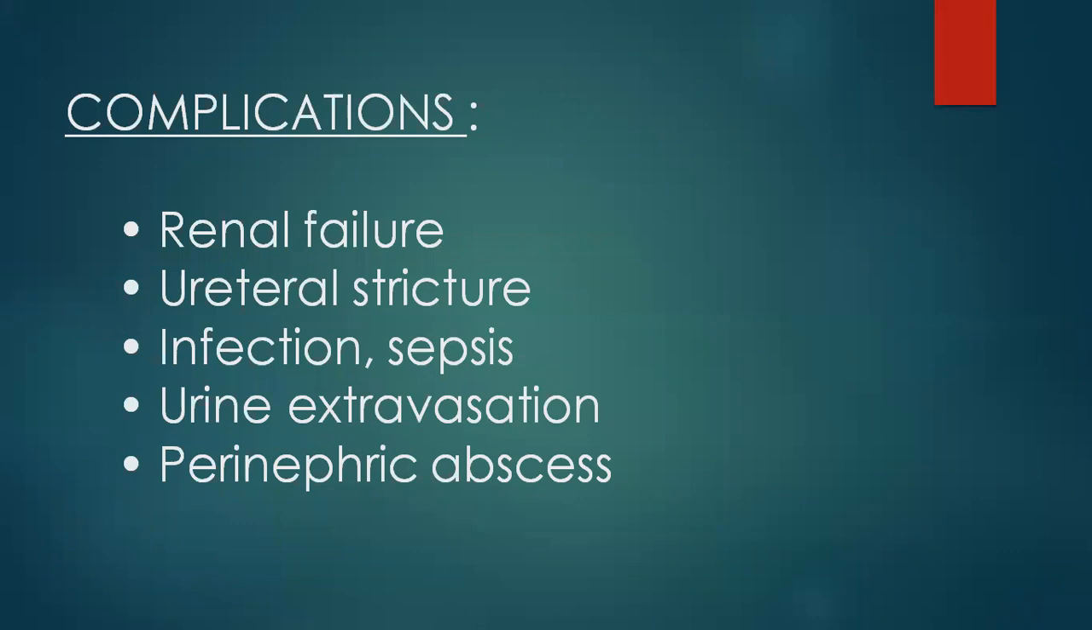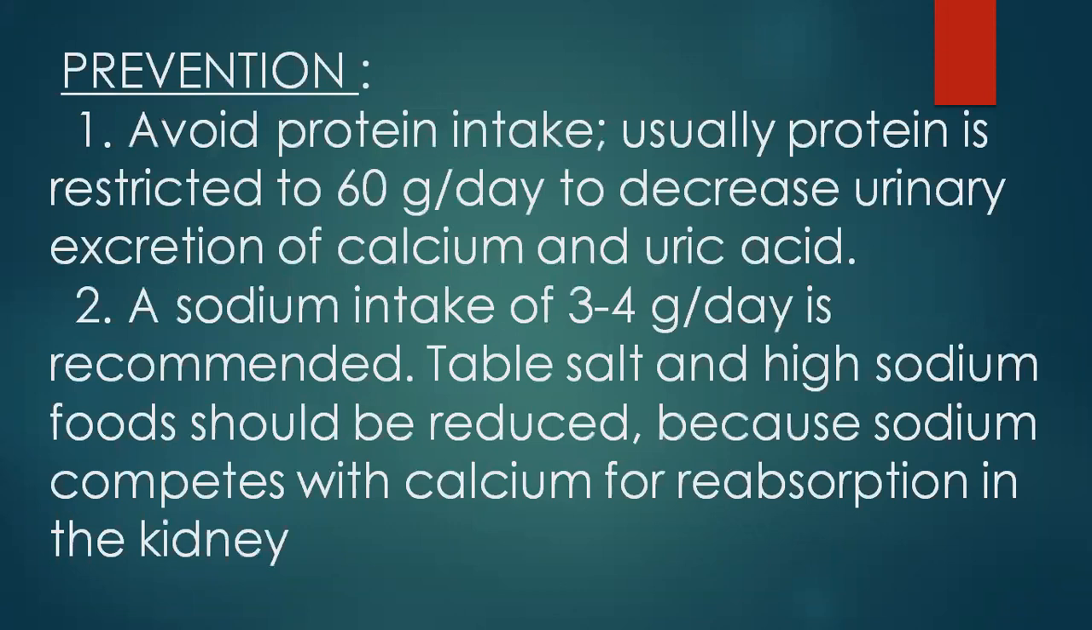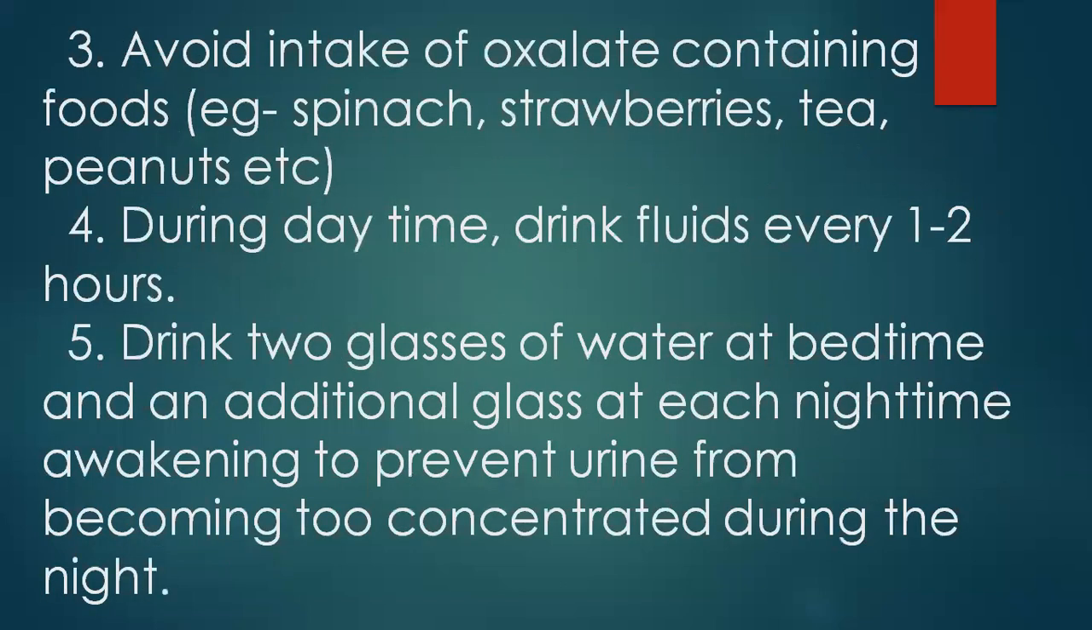Importance. Avoid protein intake. Usually, protein is restricted to 60 grams per day to decrease urinary excretion of calcium and uric acid. Then, a sodium intake of 3 to 4 grams per day is recommended. Table salt and high sodium foods should be reduced because sodium competes with calcium for reabsorption in the kidneys. Then avoid intake of oxalate containing foods, for example, spinach, strawberries, tea, and peanuts.